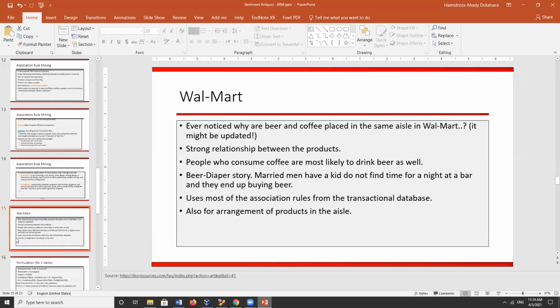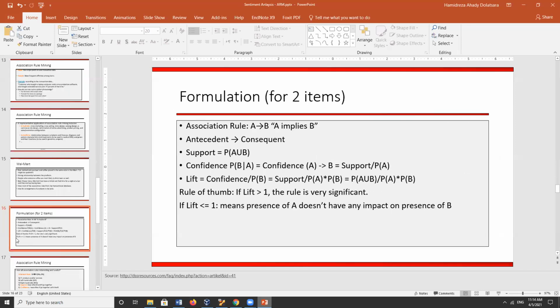Okay. We talk about Walmart. Okay, let's talk about basically the language of association rule or market basket analysis.